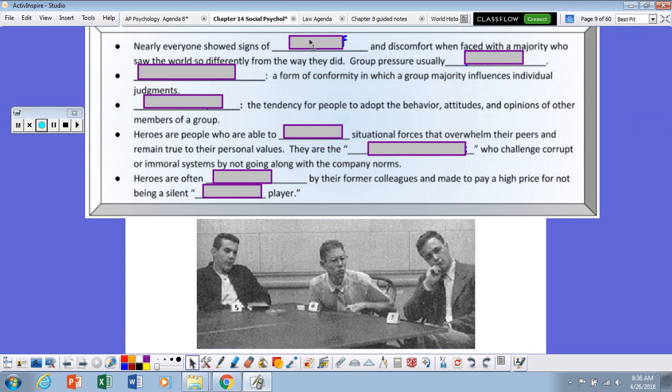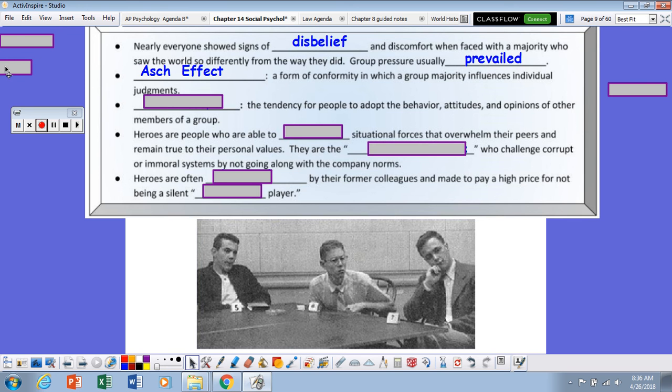Nearly everyone showed signs of disbelief and some discomfort when they were faced with a majority who saw the world so differently than they did. Group pressure usually prevailed. This is known as the Asch effect. This is a form of conformity in which the group majority influences an individual's judgment. Conformity is the tendency for people to adopt the behaviors and attitudes and opinions of a group.